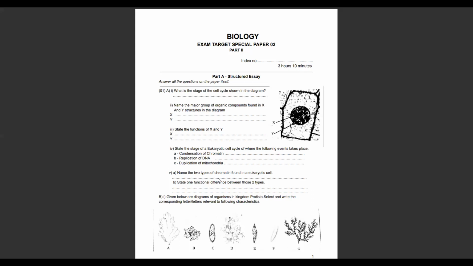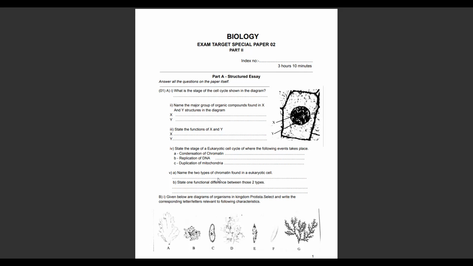Roman number 4. State the stage of a eukaryotic cell cycle where the following events take place. Part A, condensation of chromatin. Condensation of chromatin takes place in the prophase. 1 mark. Then replication of DNA takes place in the S phase or synthetic phase of interphase. C, duplication of mitochondria. Duplication of mitochondria takes place in the G2 phase, second gap phase. 1 mark. Roman number 5, part A, right? You have to put the marks because I need to know your marks, right?